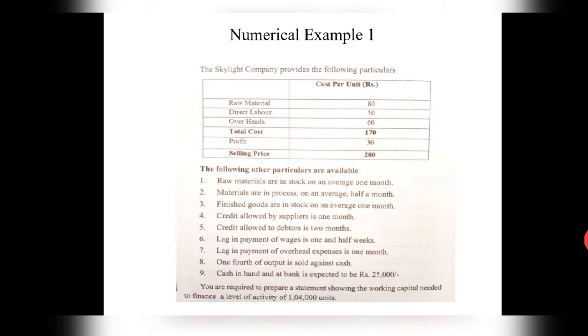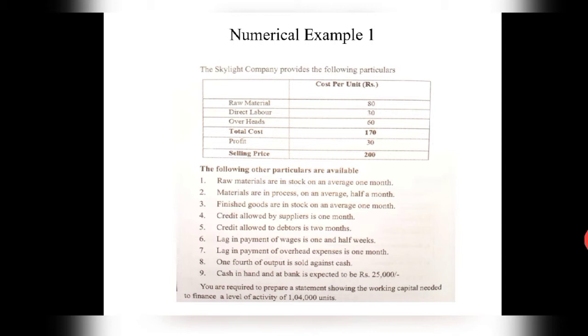And other information is given regarding the raw materials. First point is raw materials are in stock on an average for 1 month. Second is regarding the work in process, it is for half a month. Finished goods are in stock for 1 month. The credit allowed by suppliers to us is 1 month. Then the credit allowed to debtors is 2 months. Lag in payment of wages is 1.5 weeks. Lag in payment of overhead expenses is 1 month.